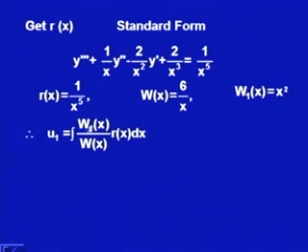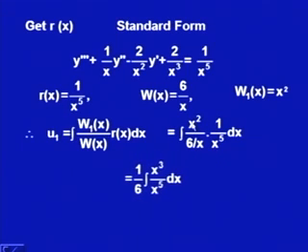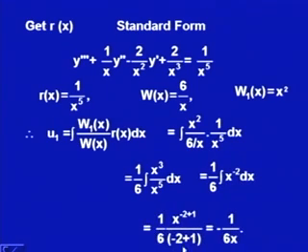So, what will be U1? It is the integral of W1 upon W times R(x). Now, substitute: x square upon 6 by x into 1 by x to the power 5 dx. This would give me 1 by 6 times x to the power 3 divided by x to the power 5 dx, that is x to the power minus 2 dx, and its integral I would get. I have explained all the process of the integration here. Finally, we will get minus 1 by 6x.